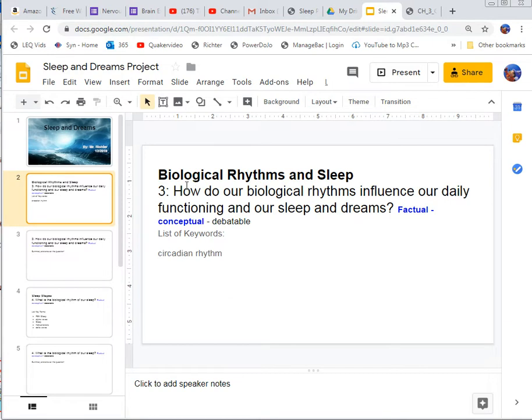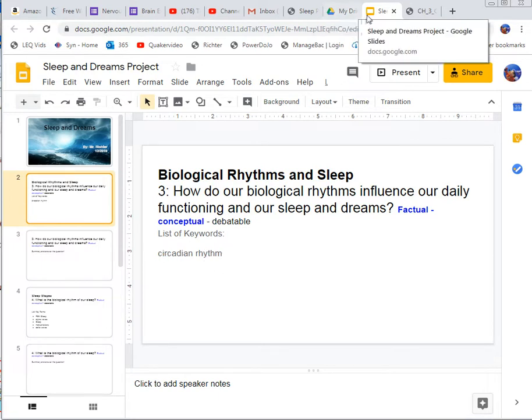I want to focus on this very first section, which was biological rhythms and sleep. And the question we're focusing on is, how do our biological rhythms influence our daily functioning and our sleep and our dreams? Really, we're not going to get much into the dreams at this part, it's more basic. We already found the key words. The only key word in this section was the circadian rhythm.